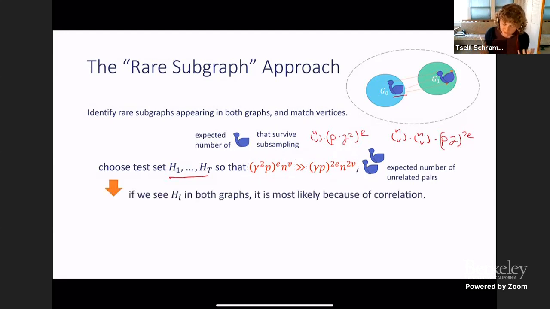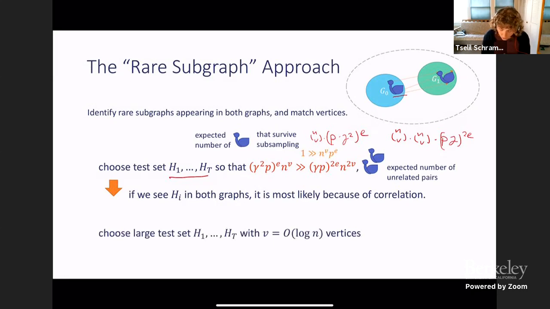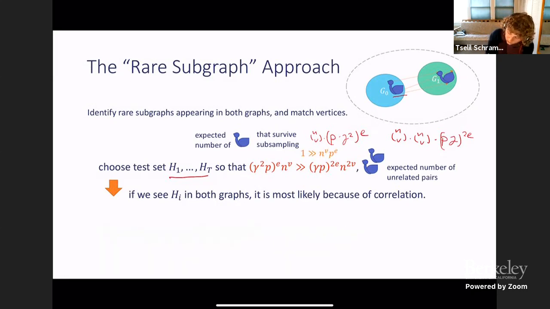Now if we see such a rare subgraph in both copies, it's more likely that it's because the vertices should actually be mapped to each other than otherwise. And what we can do is just match the vertices in those two copies and be pretty confident that we're done there. Now if you simplify this, with a couple seconds of algebra that I don't want to do, you see that this corresponds to the condition that the expected number of copies is less than 1 in the original graph.